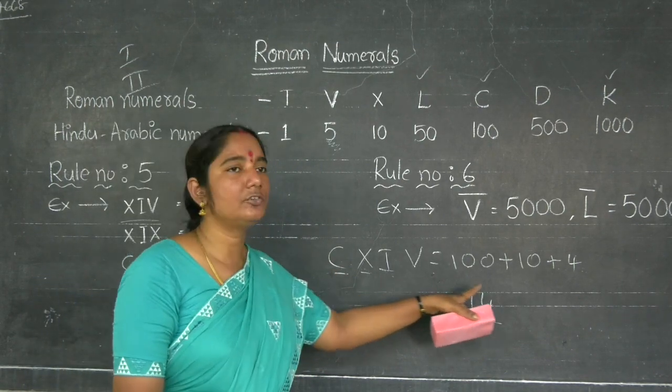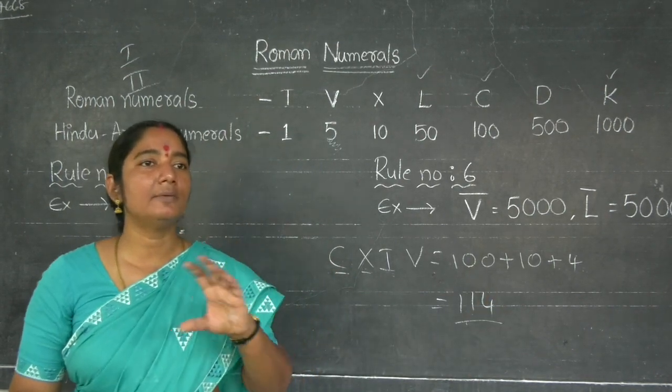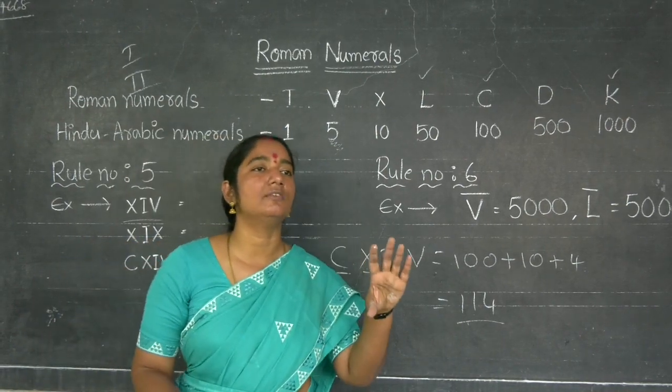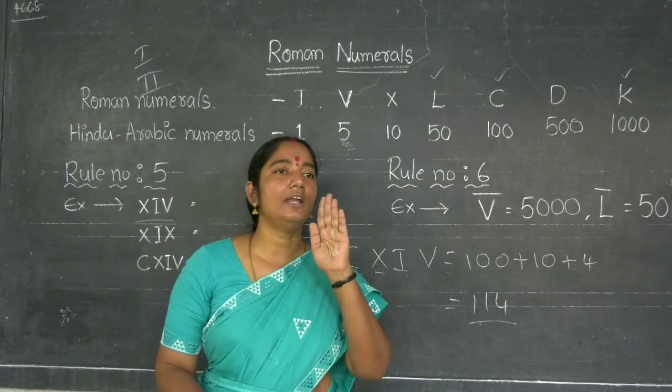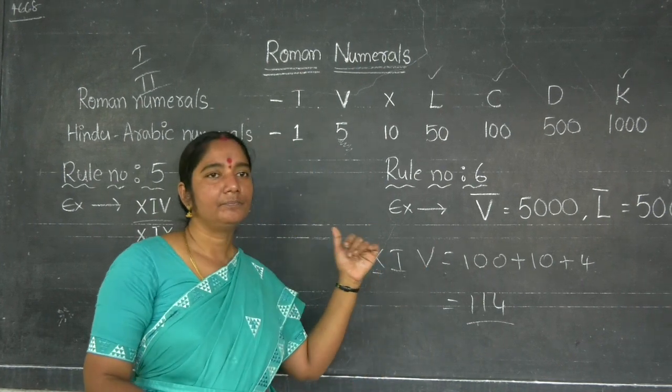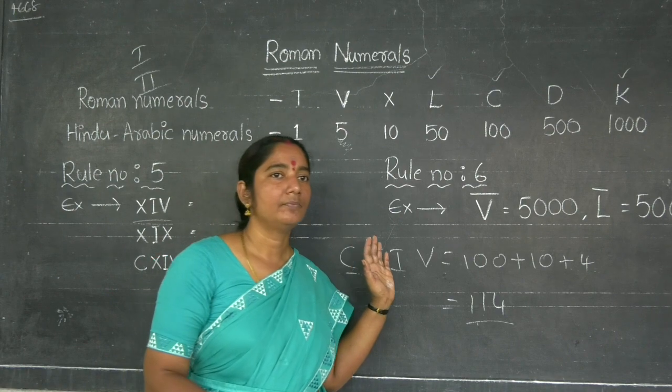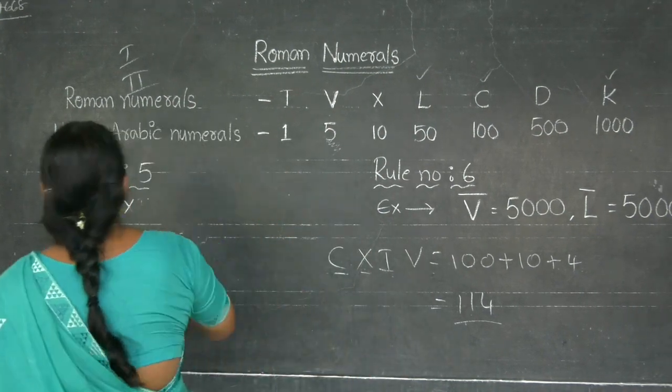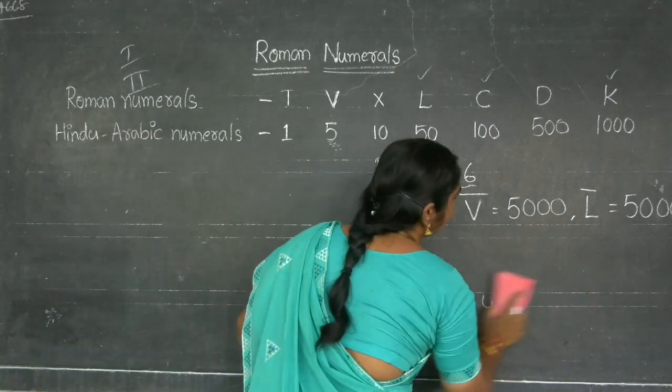114. I think now you understood. When any smaller one is being placed between any two bigger ones, then we should not go for an addition operation, but we have to go only for the subtraction. This rule is talking about that. I think now this is clear. This rule is clear. Now the last one.